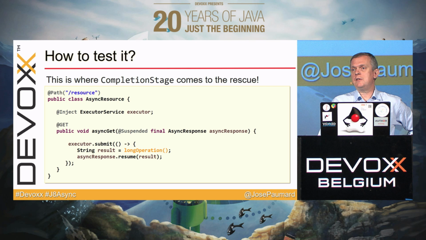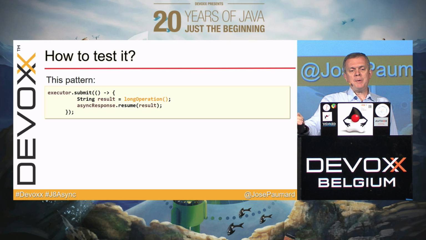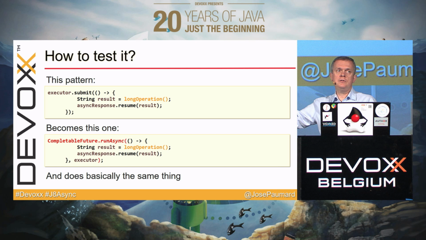Let us just take this code out of this async get and just take a look at this pattern. I take an executor, call the submit method with some runnable or a callable. Here it's a callable. Right. This pattern in the CompletableFuture world will become this one. I call CompletableFuture.runAsync. This is a static method from this class.